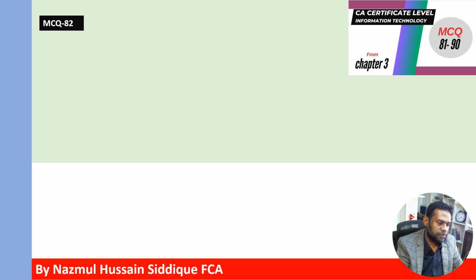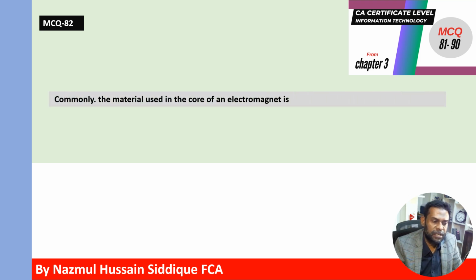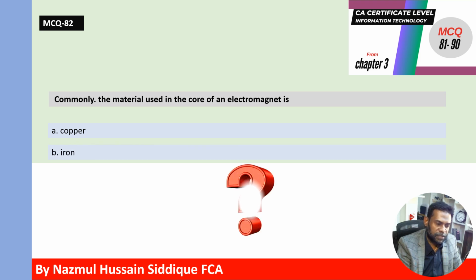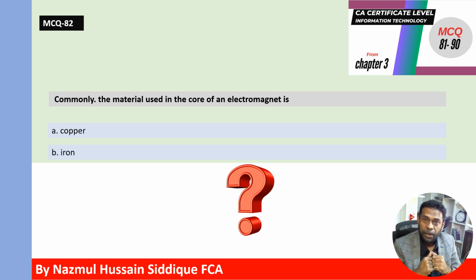Next question. Commonly, the material used in the core of an electromagnet is copper or iron. Which one is the correct answer? The correct answer is B, iron. Iron is commonly used in the core of an electromagnet.